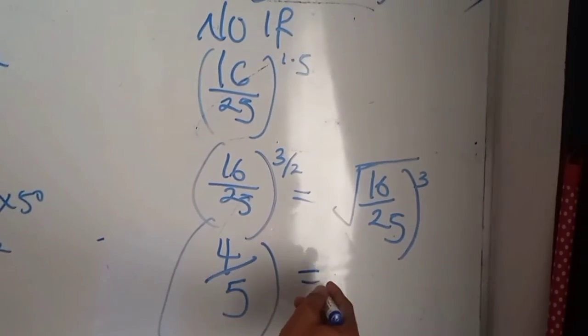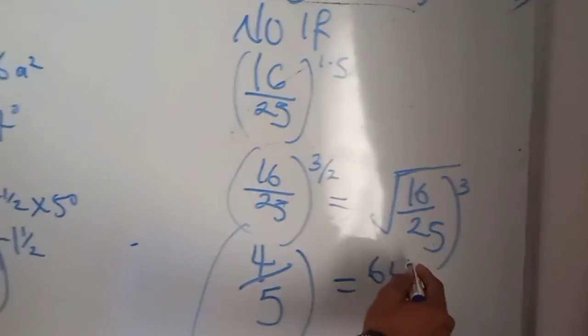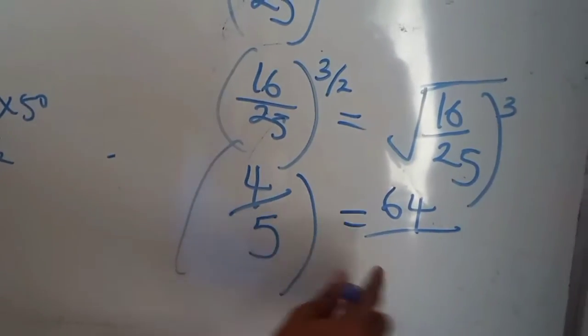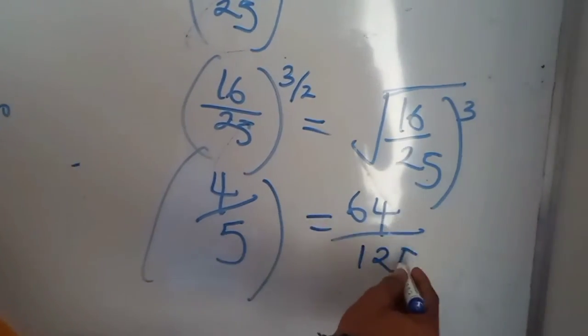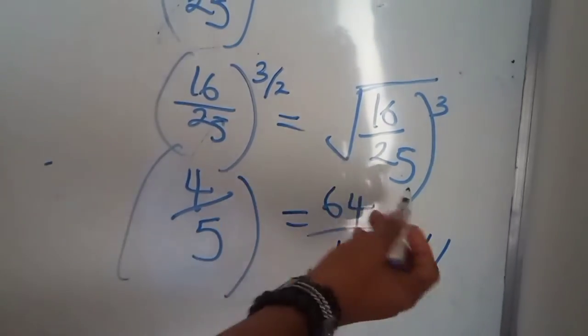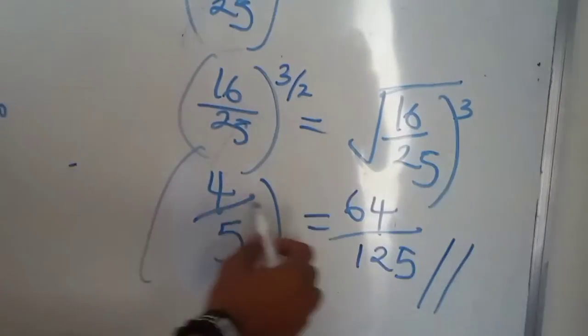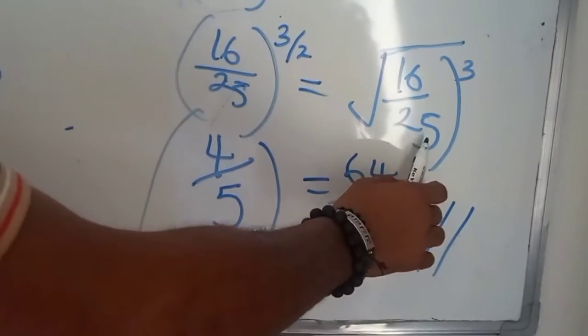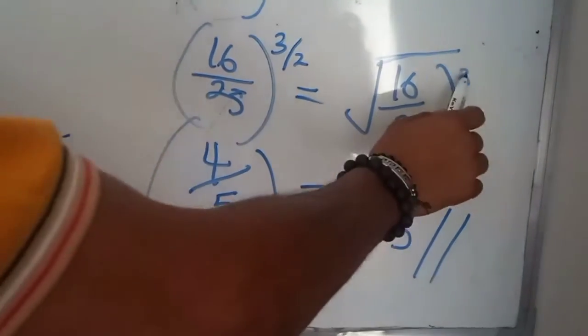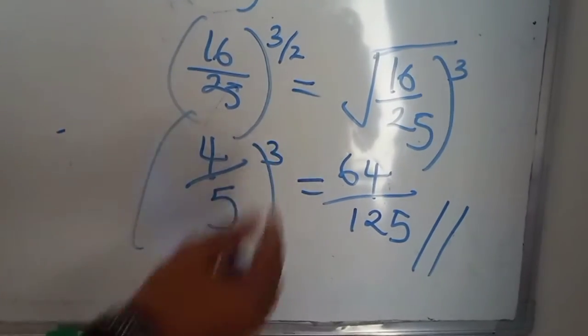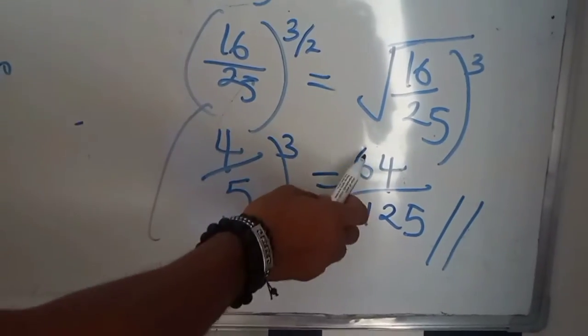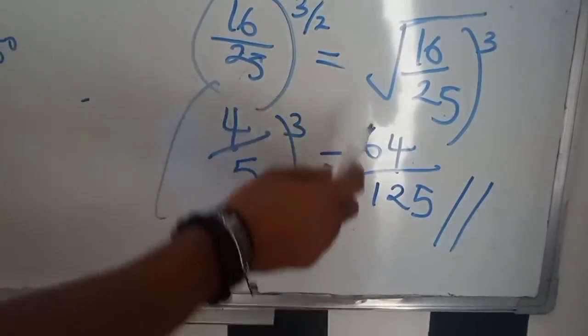4 times 4 times 4 is what? 64. 5 times 5 times 5 is what? 125. So these are the final answers, which means that the square root of 16 is 4, over the square root of 25, which is 5, and this thing now is to the power 3. So 4 to the power 3 is what? 64. And 5 to the power 3 is what? 125. That is okay. That is the answer for number 1F.